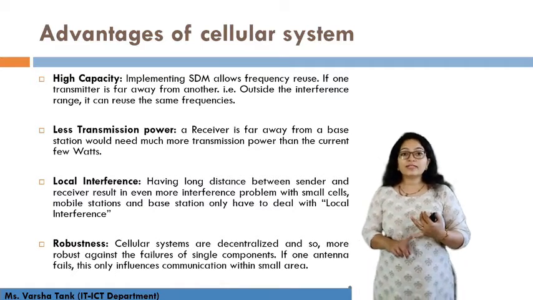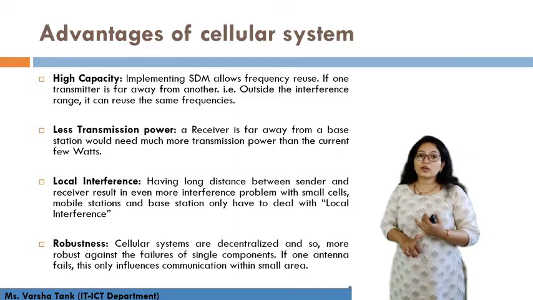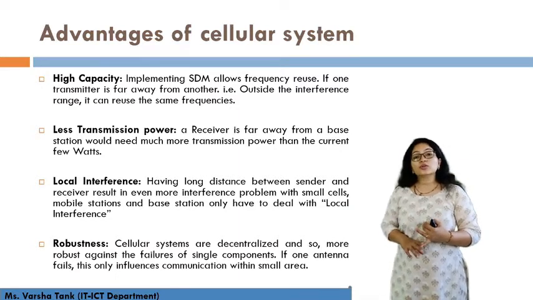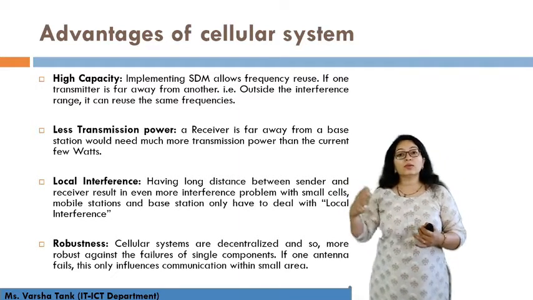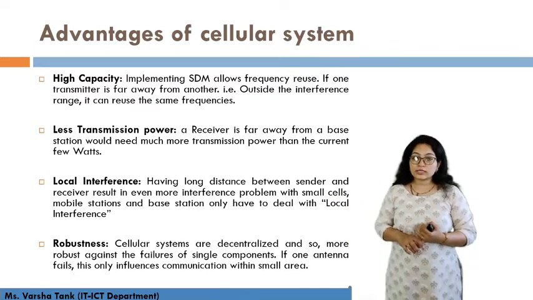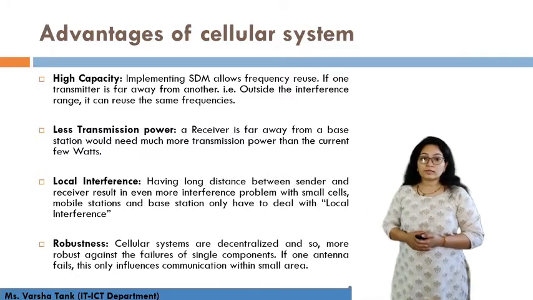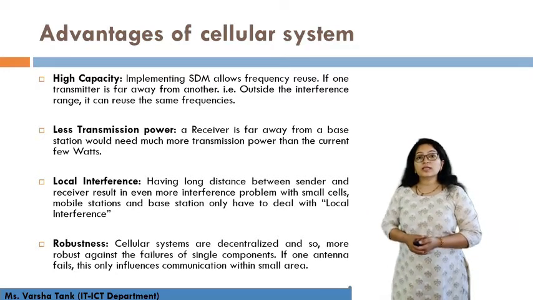Cellular systems are decentralized and so more robust against the failure of a single component. Okay, so if one antenna fails, another antenna will take care of that particular area. So the cellular network, the cellular system, is robust. Okay, so these are the four main advantages of the cellular network or cellular system.